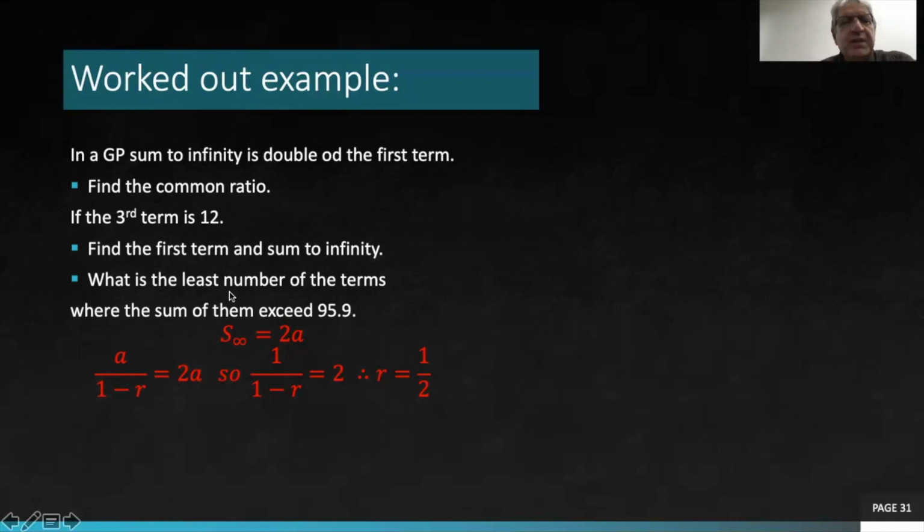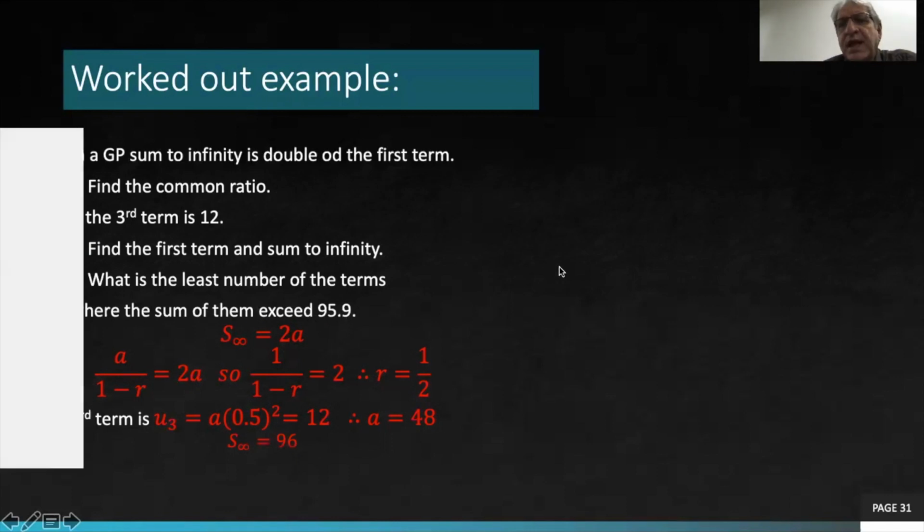Now the third term is 12, therefore u3 is equal to a times 0.5 to the power of 2 is equal to 12. This is 1 over 4 actually, therefore you just divide this by 1 over 4, that is actually multiplying this by 4, and you are going to get a is equal to 48. So the first term is 48. Now sum to infinity is double of this, therefore 2 times 48, which is 96. Therefore we have done this, 96. Now he wants to know the least number of terms where the sum of them exceeds 95.9.